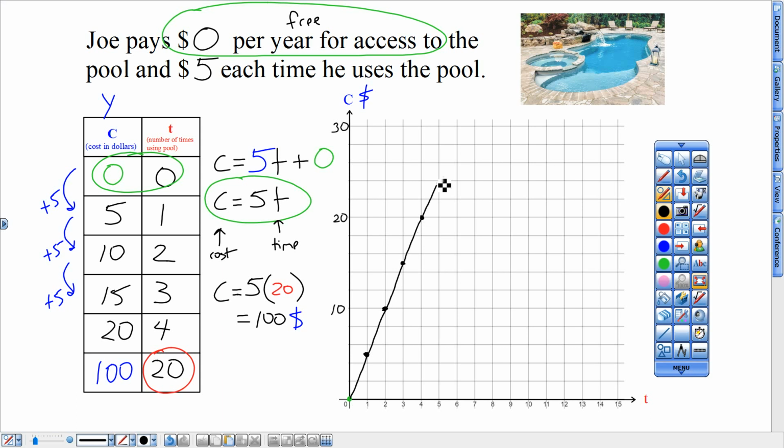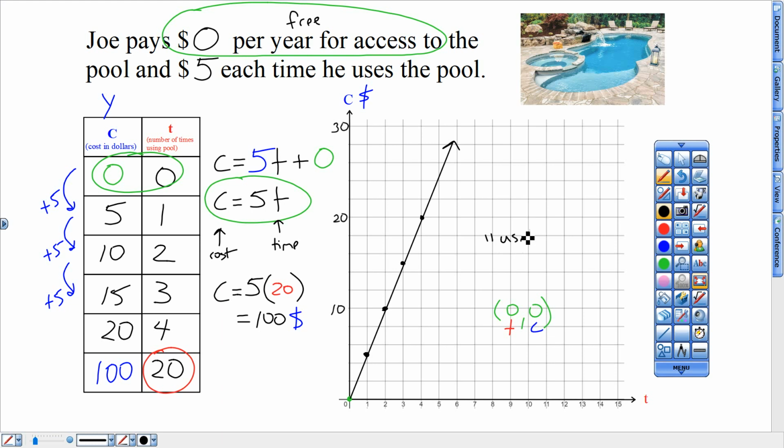All these graphs are going to be a straight line, never not a straight line, because they always are going up by the same amount each time, going up by 5. That's my graph. And then what you need to know are these things right here. That y-intercept for this one right here, that point right there, is 0, 0. You need to know what that means. That means after using this pool 0 times, it cost $0. You need to write that.